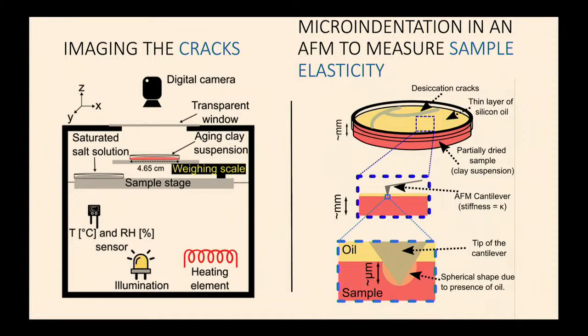So this is the experiment that we've done. We wanted to look at the onset of the cracking process, and we made a box in the lab. This is the sample. The sample is put on a transparent weighing scale. We can control the temperature and the relative humidity. The relative humidity is controlled by a saturated salt solution. In all these experiments, the relative humidity is maintained at 27%. There's a heating element, and everything.